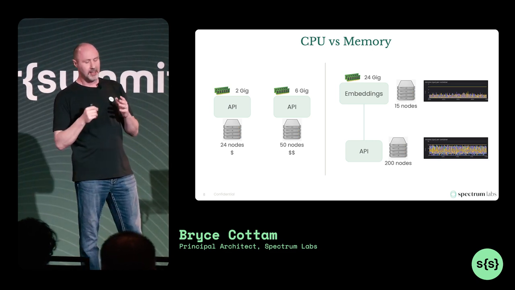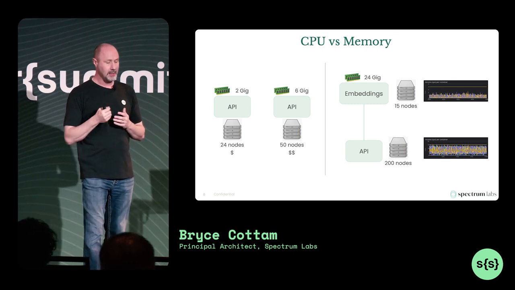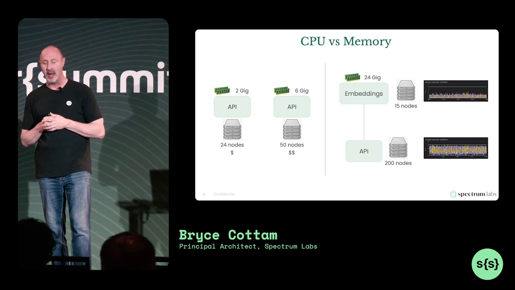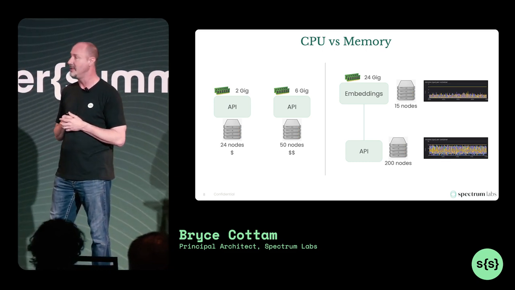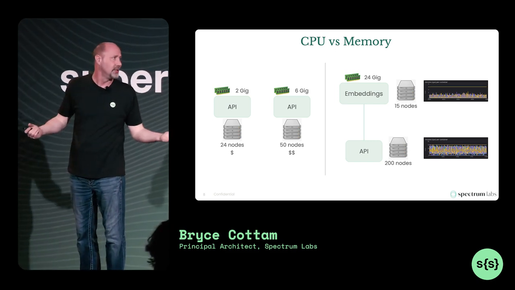So we break this into a separate deployment. This embeddings deployment doesn't need very much CPU. On the very top right, you can see a graph of the CPU that is used by our embedding service. It's pretty simple. Embeddings are static. It's a hash lookup, essentially.